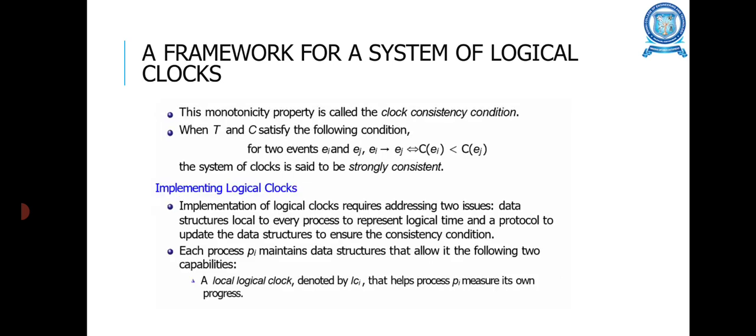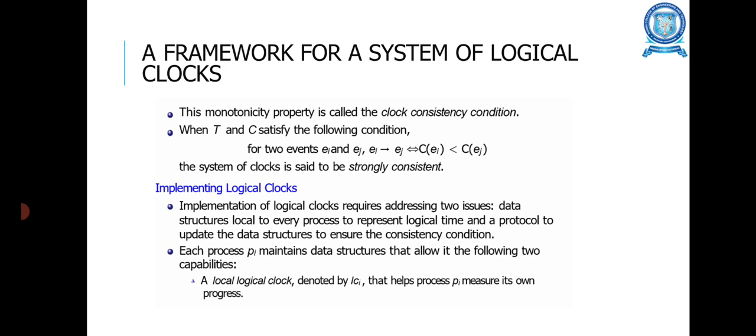After that, the event Ej occurs. A framework of a system of logical clocks also considers the monotonicity property, called the clock consistency condition. When T and C satisfy the following condition for events Ei and Ej, Ei tends to Ej, the system of clocks is said to be strongly consistent. Implementation of logical clocks requires addressing two issues. First, the data structures local to every process to represent the logical time, and a protocol to update the data structure to ensure the consistency condition.